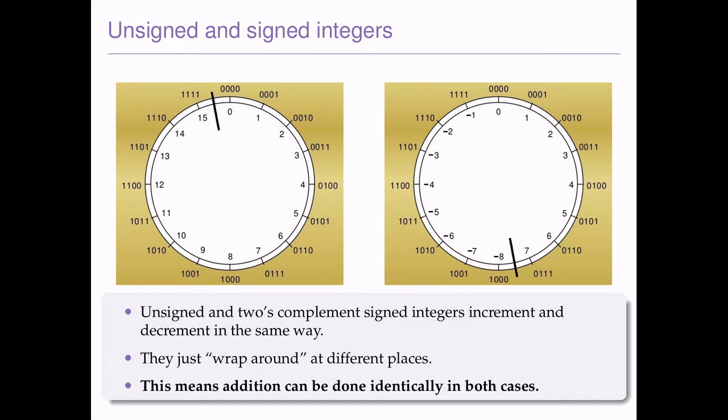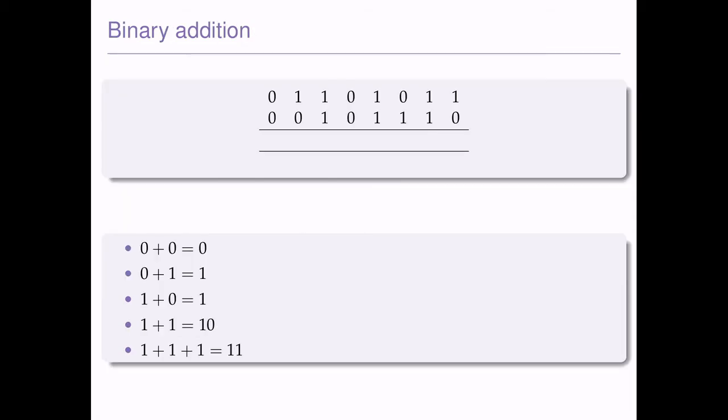However, the fact that we can increment and decrement numbers in the same way in both signed and unsigned means that we can do addition identically in both cases. So let's remind ourselves of binary arithmetic. So we have a couple of numbers to add, but first let's just have a look at the rules.